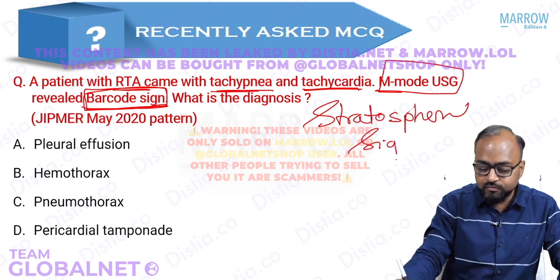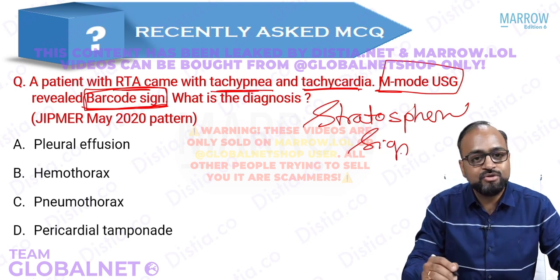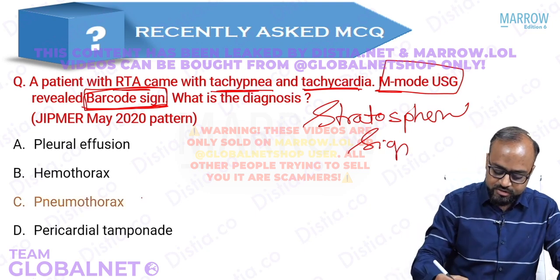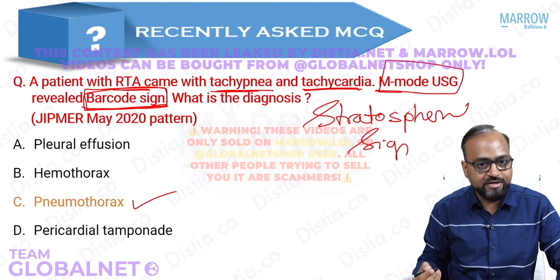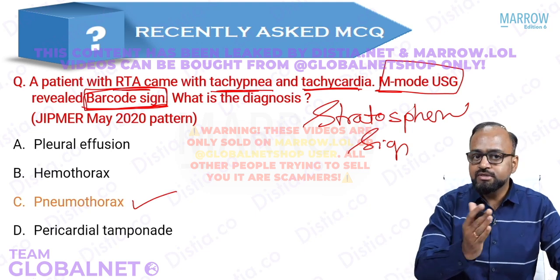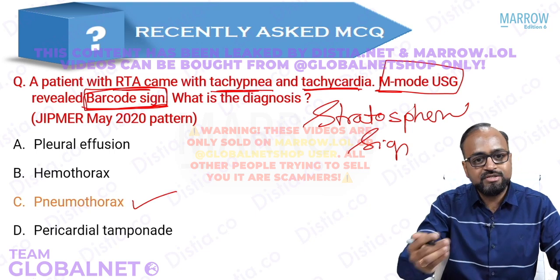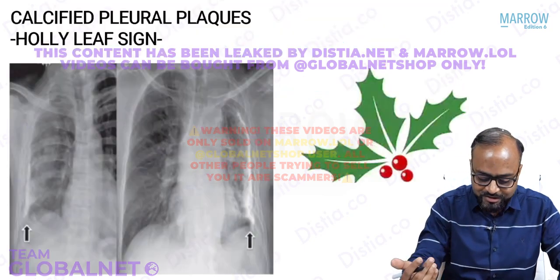Then the diagnosis will be what? We have just seen these images, barcode sign or stratosphere sign. Then the diagnosis is going to be pneumothorax. Yes, so this is about the seashore sign in normal cases and barcode and stratosphere sign seen in pneumothorax.